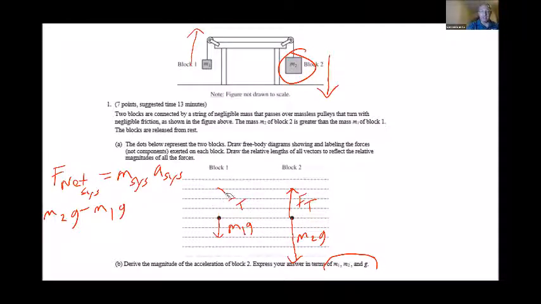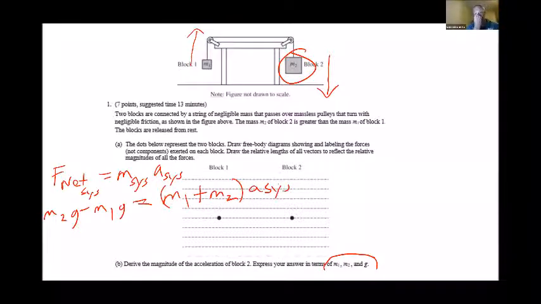I'm going to erase my free body diagram here just so I have some white space to work. So that's equal to the mass of my system, which is going to be the mass of 1 plus the mass of 2 times the acceleration of the system. All right, and then to solve for the acceleration, I'm just going to divide both sides by M1 plus M2, and I'll end up with this.